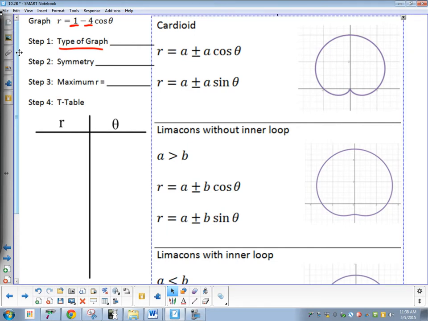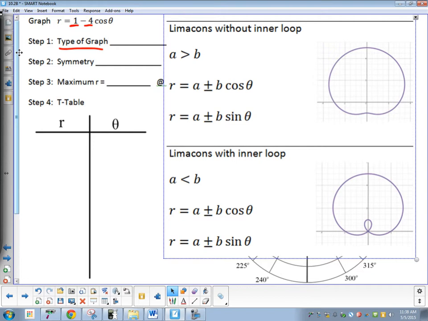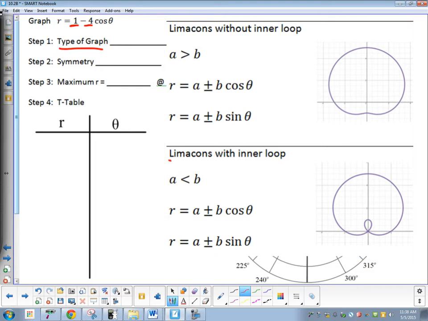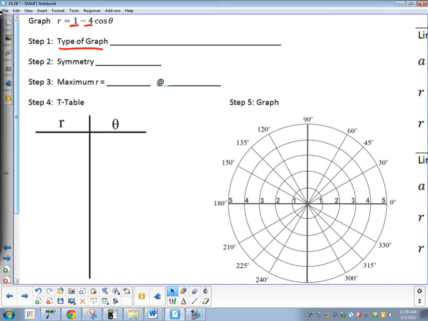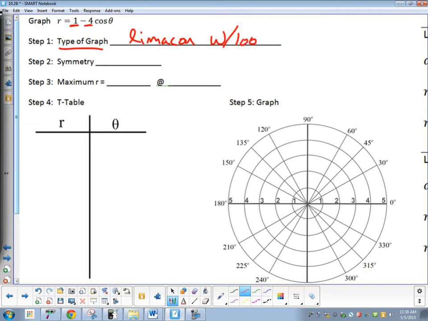The last one was a cardioid. Is A greater than B, or is A less than B? Less than B, that makes this one a Limacon with a loop. Okay, this one's going to be a little bit weird when we graph it, but it is a Limacon with a loop. We don't need that anymore, but this makes it a Limacon with a loop. A and B. A is less than B.